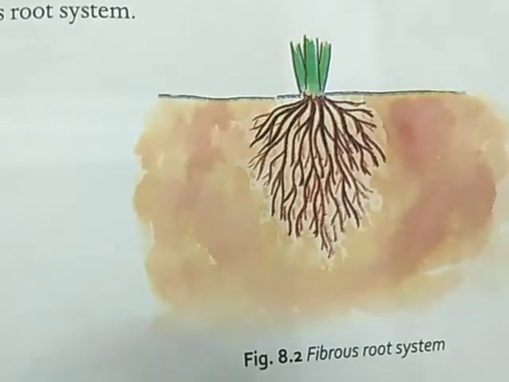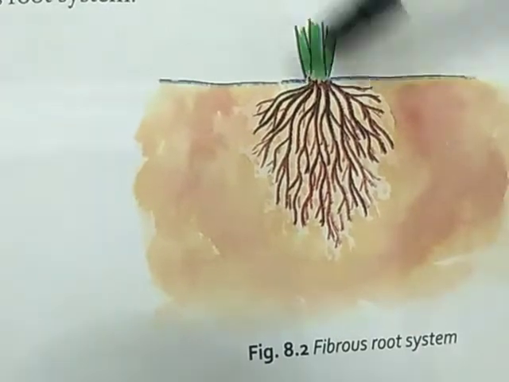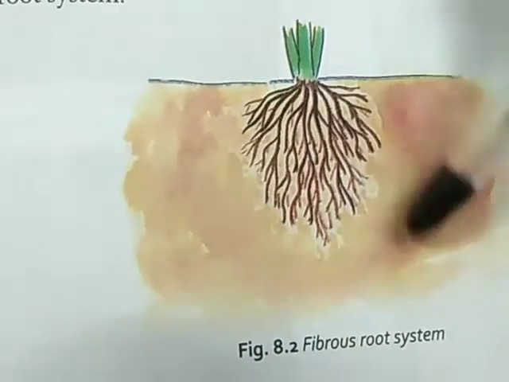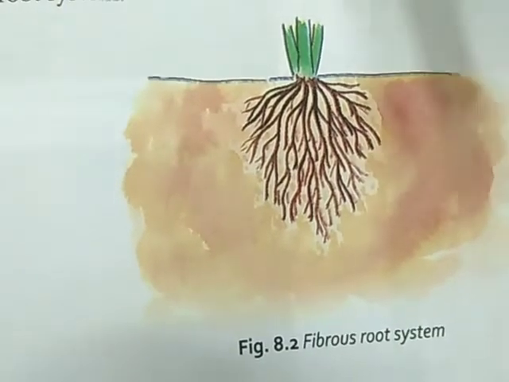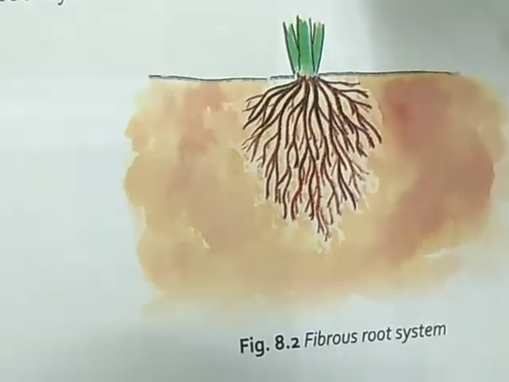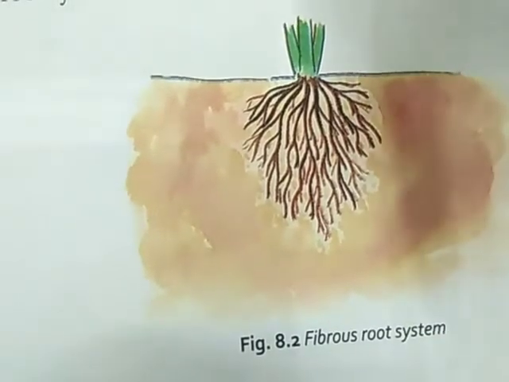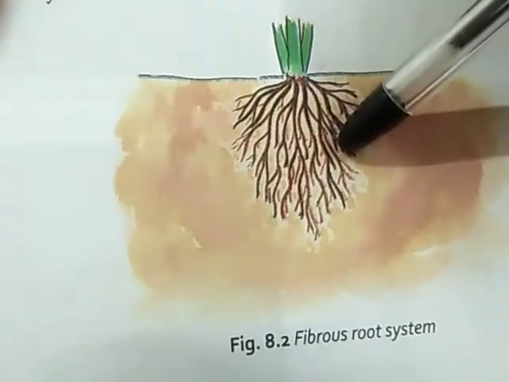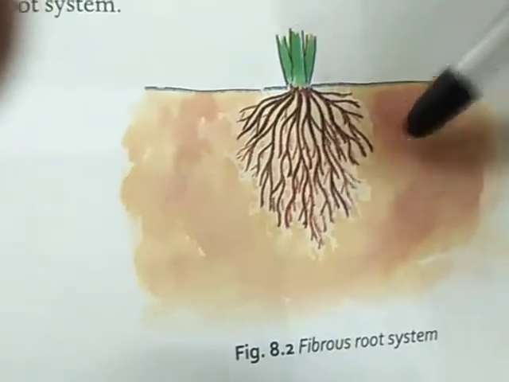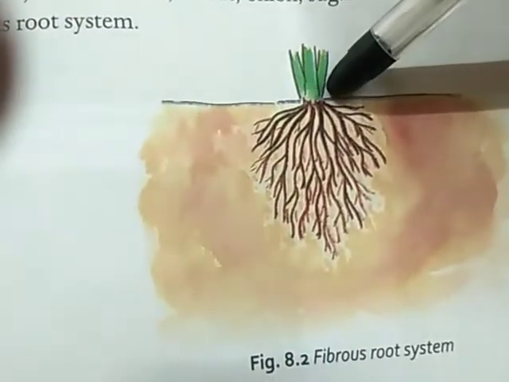The other type of roots are the fibrous roots. Fibrous root, you can see, is there any main root here? All the roots are there, yes or no? There is no main root. It consists of many hair-like roots. Fibrous root has many hair-like roots that arise from the base of the stem. From the stem only, there is no main root in the fibrous root system.